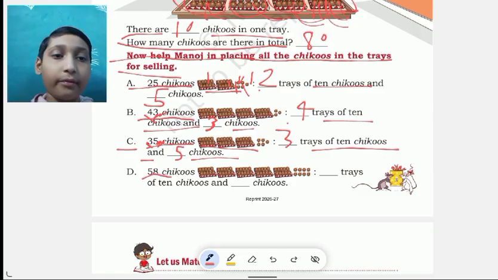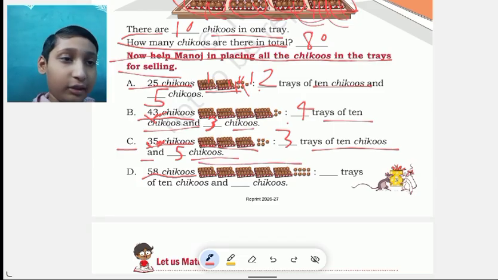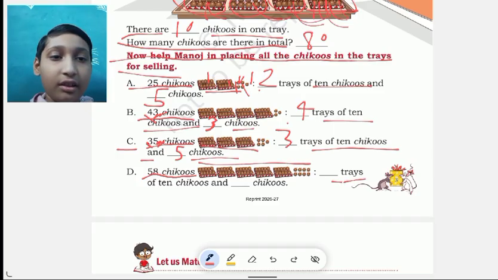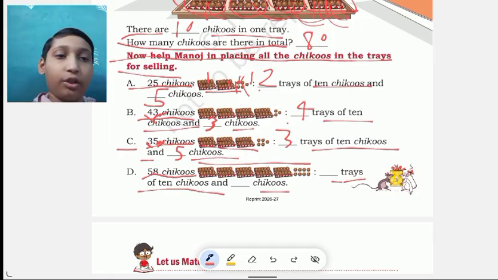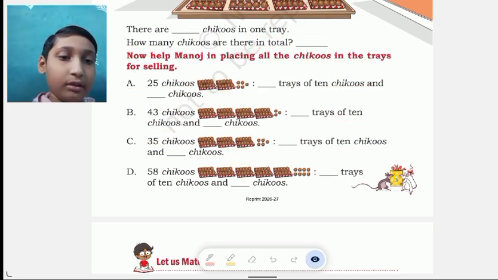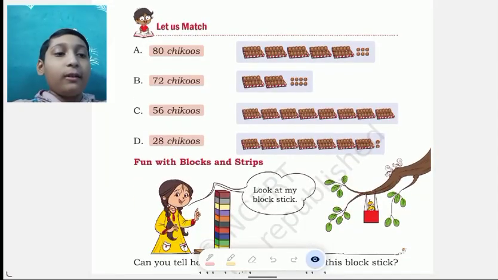Then we got 58 chikus, which looks like this. That's a lot of chikus. Dash trays of 10 chikus and dash chikus. So at the first one we got 5, so there are 5 trays of 10 chikus. And then the last number, which is 8, is how many chikus there are. 8.